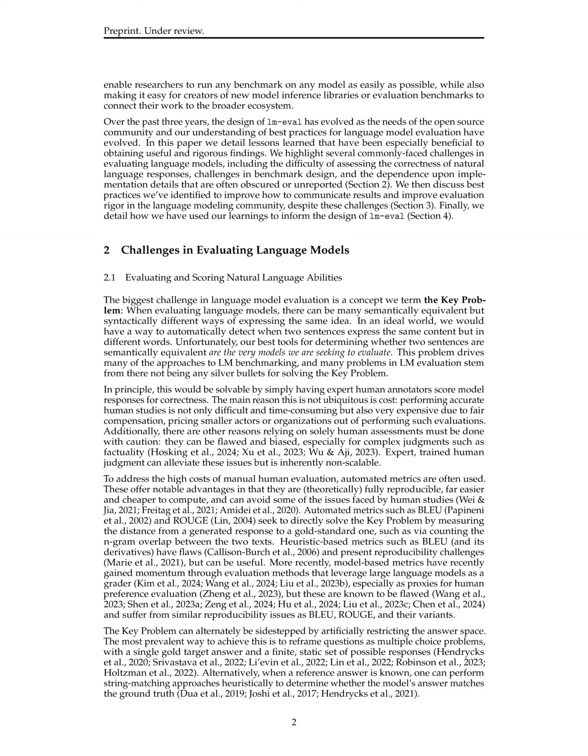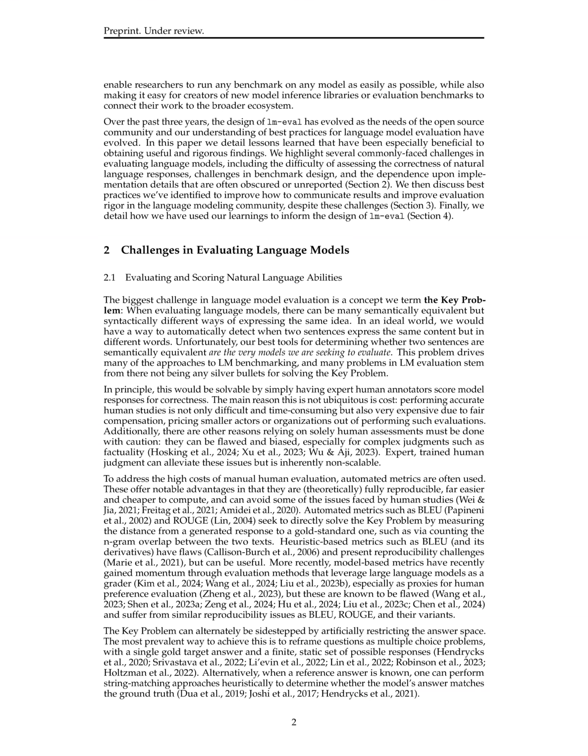The theoretical and practical benefits of using automated metrics like BLEU and ROUGE in language model evaluation, as mentioned in the paper, lie in their reproducibility, cost-effectiveness, and ability to address the key problem in evaluating language models. These automated metrics offer advantages such as being fully reproducible, easier and cheaper to compute, and can avoid some of the issues faced by human studies.